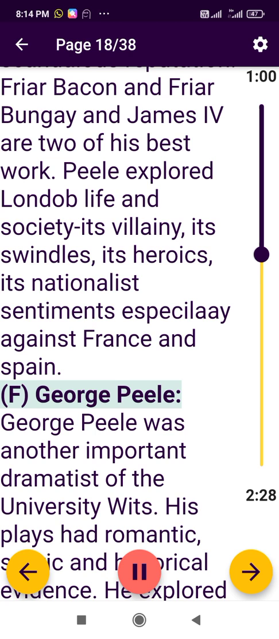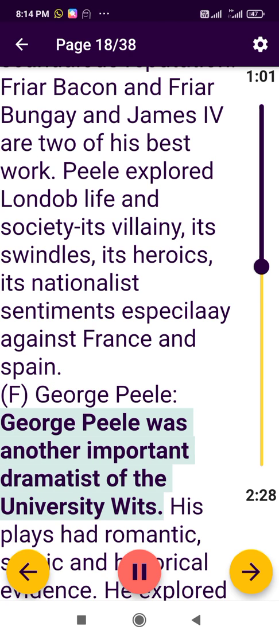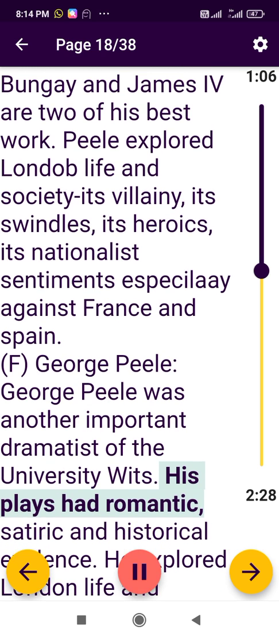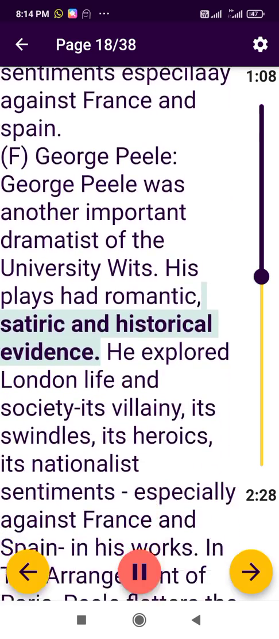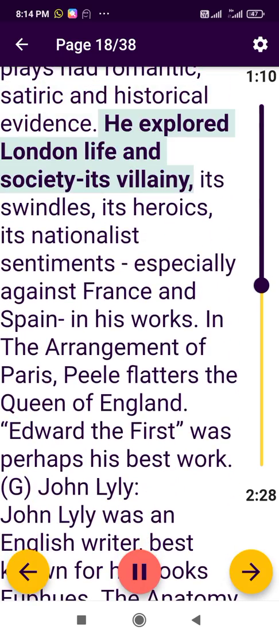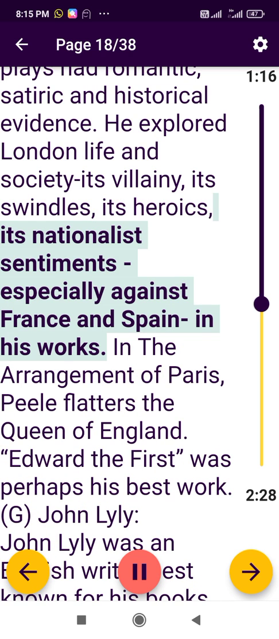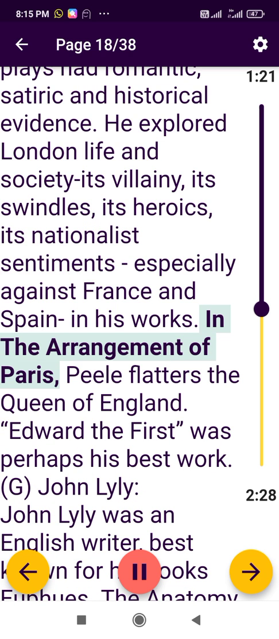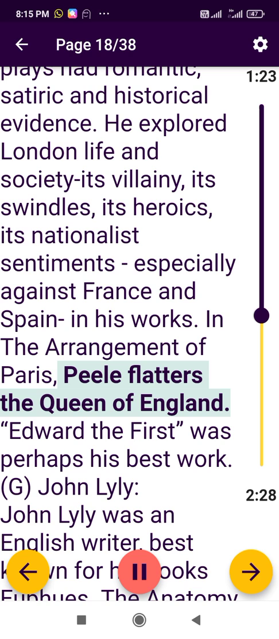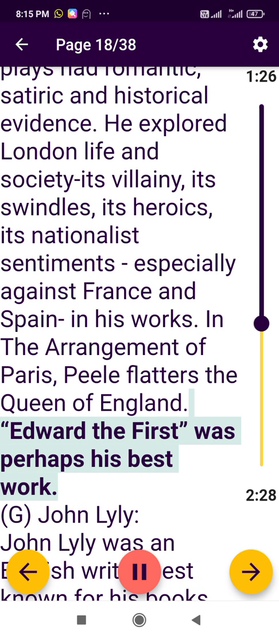F. George Peale. George Peale was another important dramatist of the university wits. His plays had romantic, satiric and historical elements. He explored London life and society, its villainy, its swindles, its heroics, its nationalist sentiments, especially against France and Spain in his works. In The Arraignment of Paris, Peale flatters the Queen of England. Edward I was perhaps his best work.